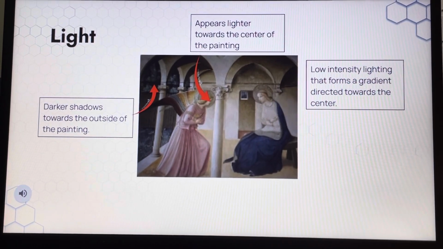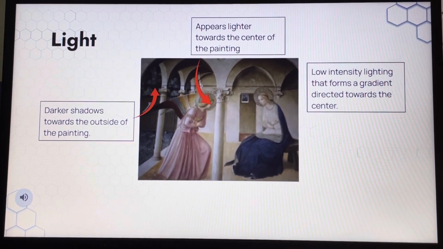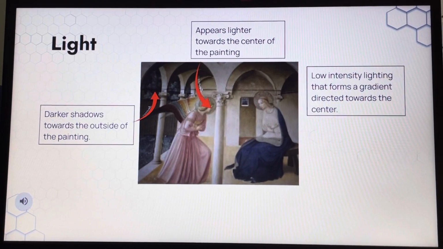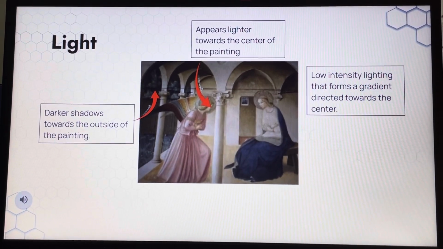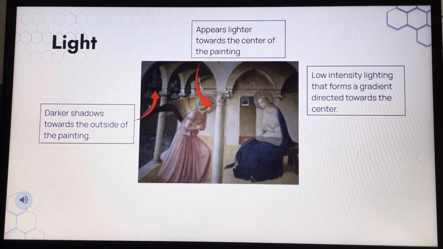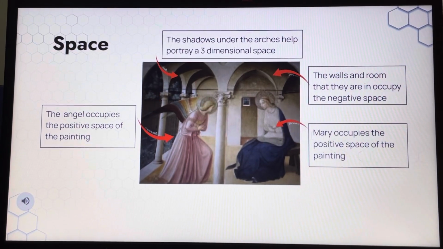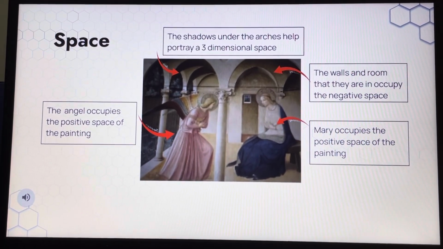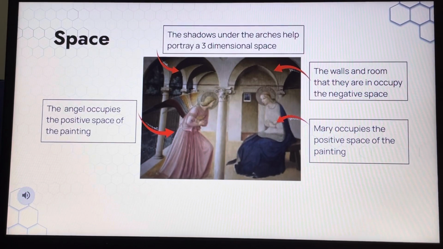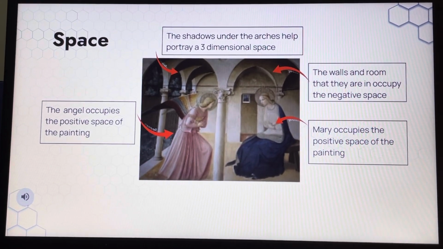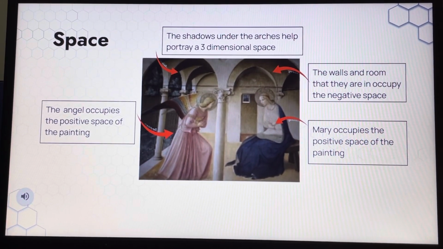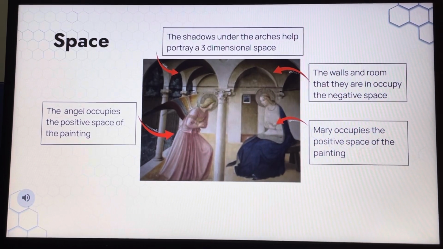The Annunciation portrays a soft gradient within the lighting of the painting. It's slightly lighter towards the inside of the painting and slightly darker around the edges of it. This adds focus to the inside of the painting. The angel occupies the positive space of the painting. This allows the viewer to see the angel as a main focus point. Mary is also in the positive space of the painting, which creates her as another focus point in the painting.